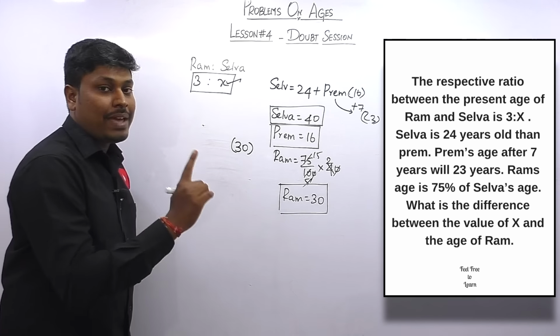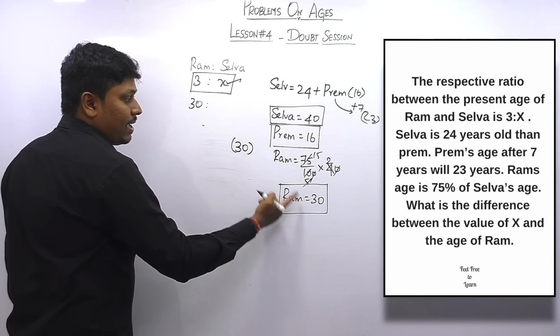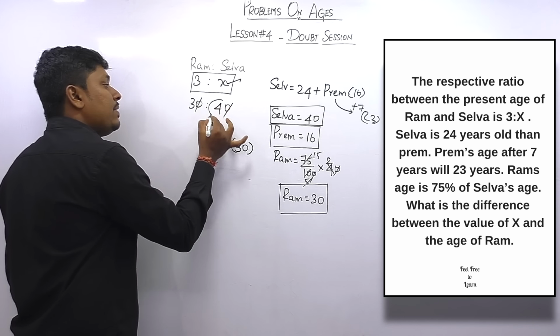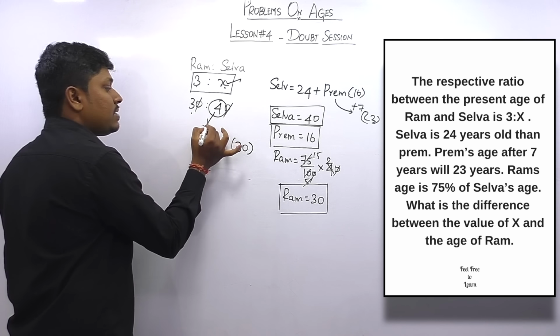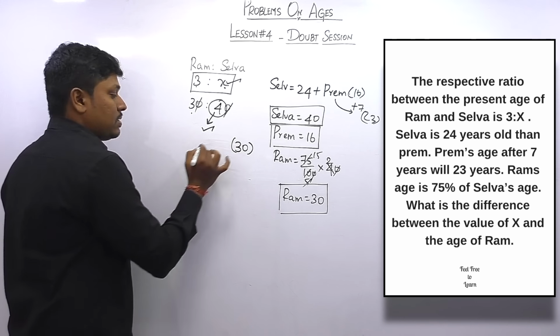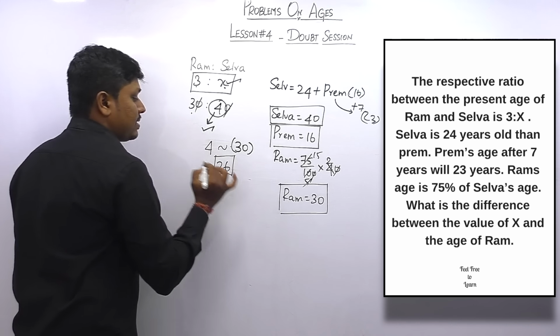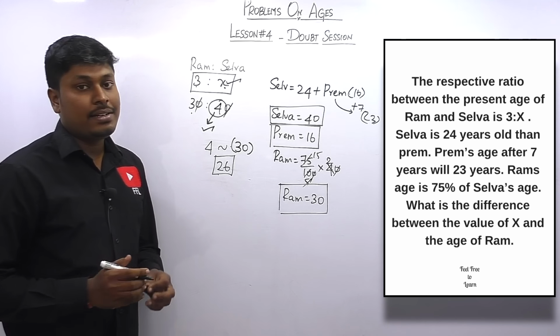What is the value of X? We know Ram's age is 30 and Selva's age is 40. So we can cancel 0 and 0. Now the value of X is 4. The ratio 3 is to X, so 3 is to 4. So the value of X is 4. Then 4 minus 30 will be 26. So the answer for this question is 26. Friends, got it? Don't say the answer is 10, it is wrong.